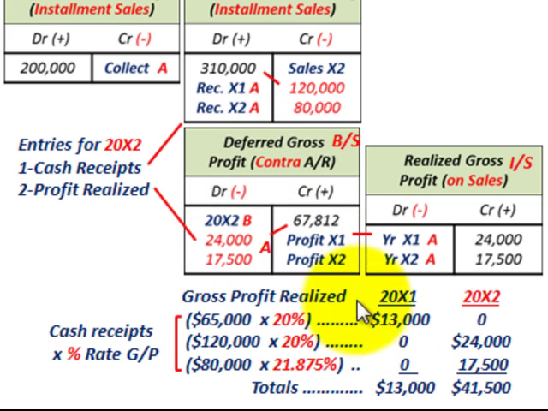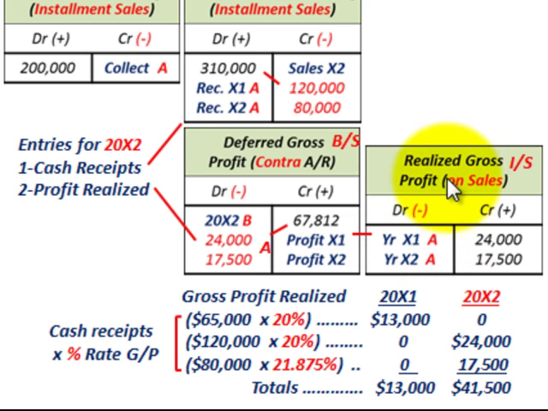and then we would reduce our deferred gross profit account by the gross profit we realized through our calculations down here for year 20x2. Remember, that was the cash receipts of 120,000 times the gross profit rate for year 20x1, because that's what we received in year 20x1, those 24,000. So we would debit or reduce our deferred gross profit by that amount, and then the credit would go to a realized gross profit on the sales on our income statement. We credit that here for 24,000.